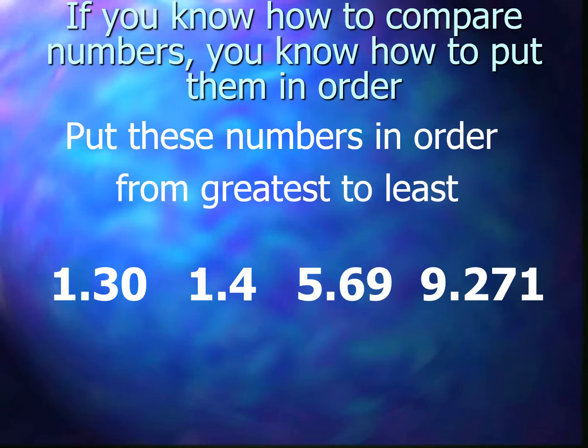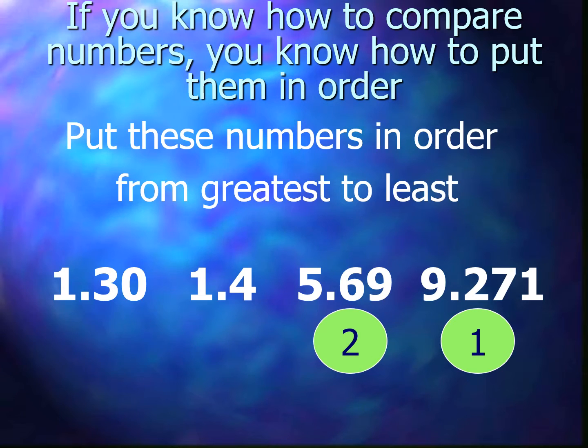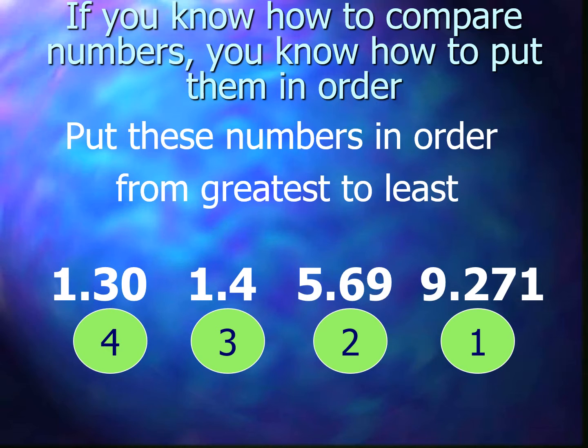Okay, welcome back. I'm going to give you the answer here. The greatest decimal here is 9 and 271 thousandths. The second greatest decimal is 5 and 69 hundredths. The third greatest is 1 and 4 tenths. And then the smallest value decimal is 1 and 30 hundredths. Notice here the 30 hundredths, I could take that 0 off at the end of the decimal, and it would be 1 and 3 tenths. It would be the same value.